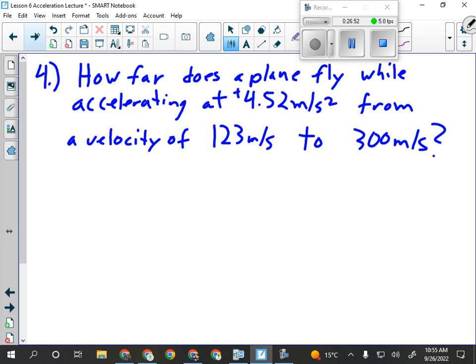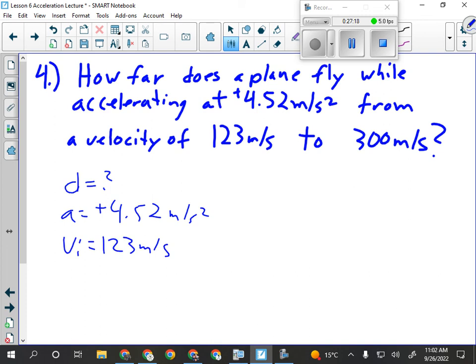All right, try that one. How far a plane flies while accelerating from 123 to 300 meters per second. So in this one, we're looking for how far, so we're looking for distance. A plane flies while accelerating at positive 4.252 meters per second squared, from an initial velocity of 123 meters per second to 300 meters per second.